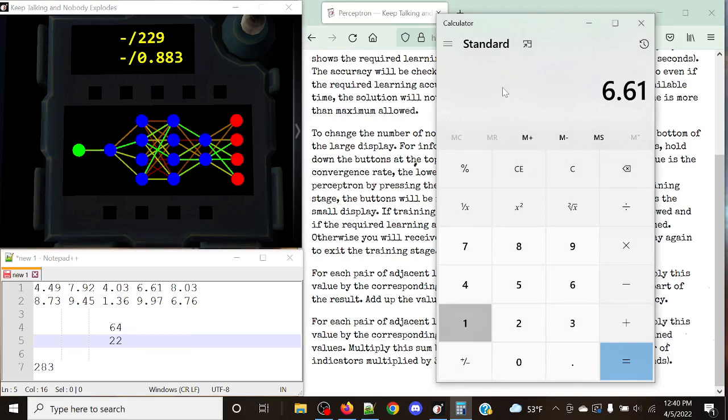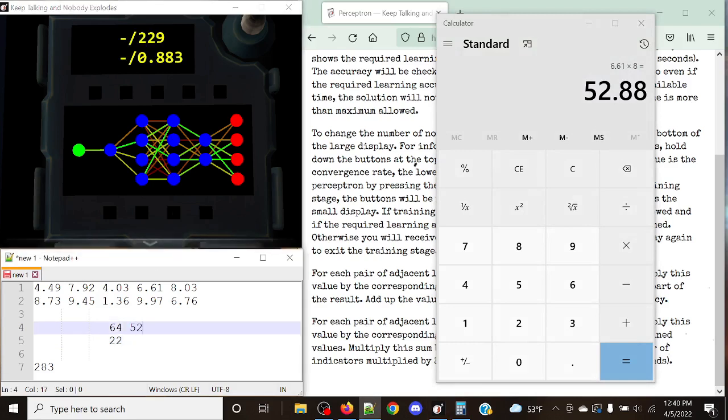So 6.61 times by 8, because there's 8 connections within this range, is going to be 52. Okay? Then 9.97 times this by 8 is going to be 80. We're going to round up, remember? So it's going to be 80. This is already starting to look a little bit better for us. That's perfect. Now, next up, we're going to have 8 connections here as well.